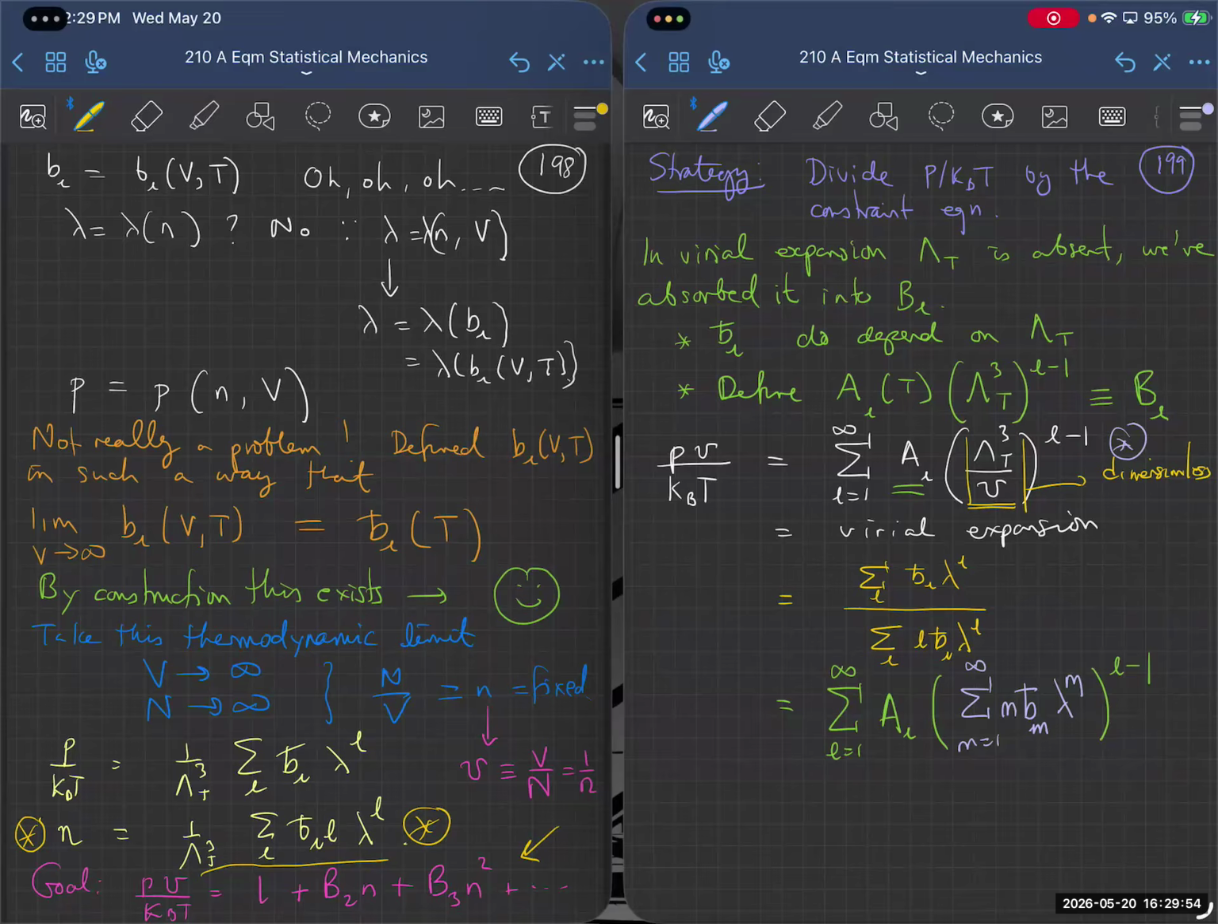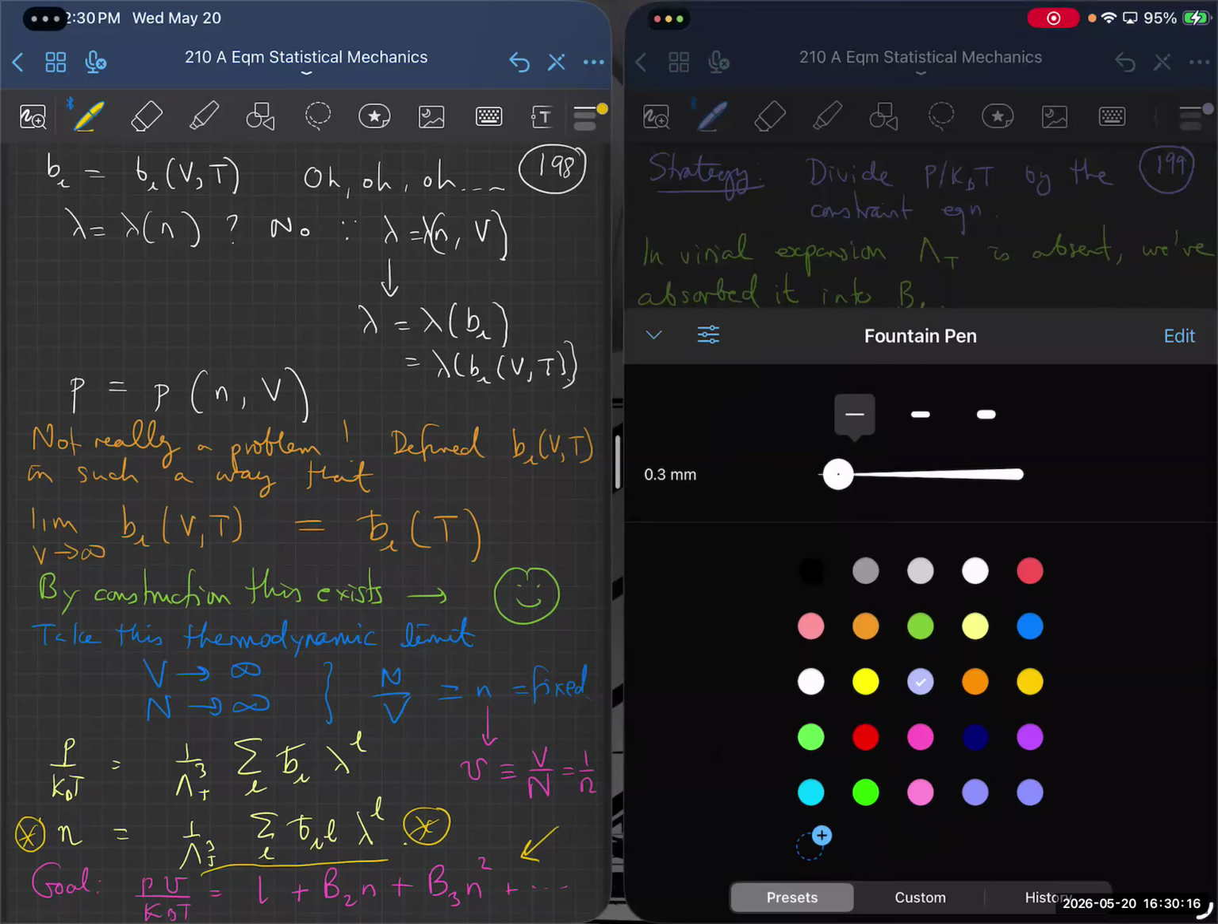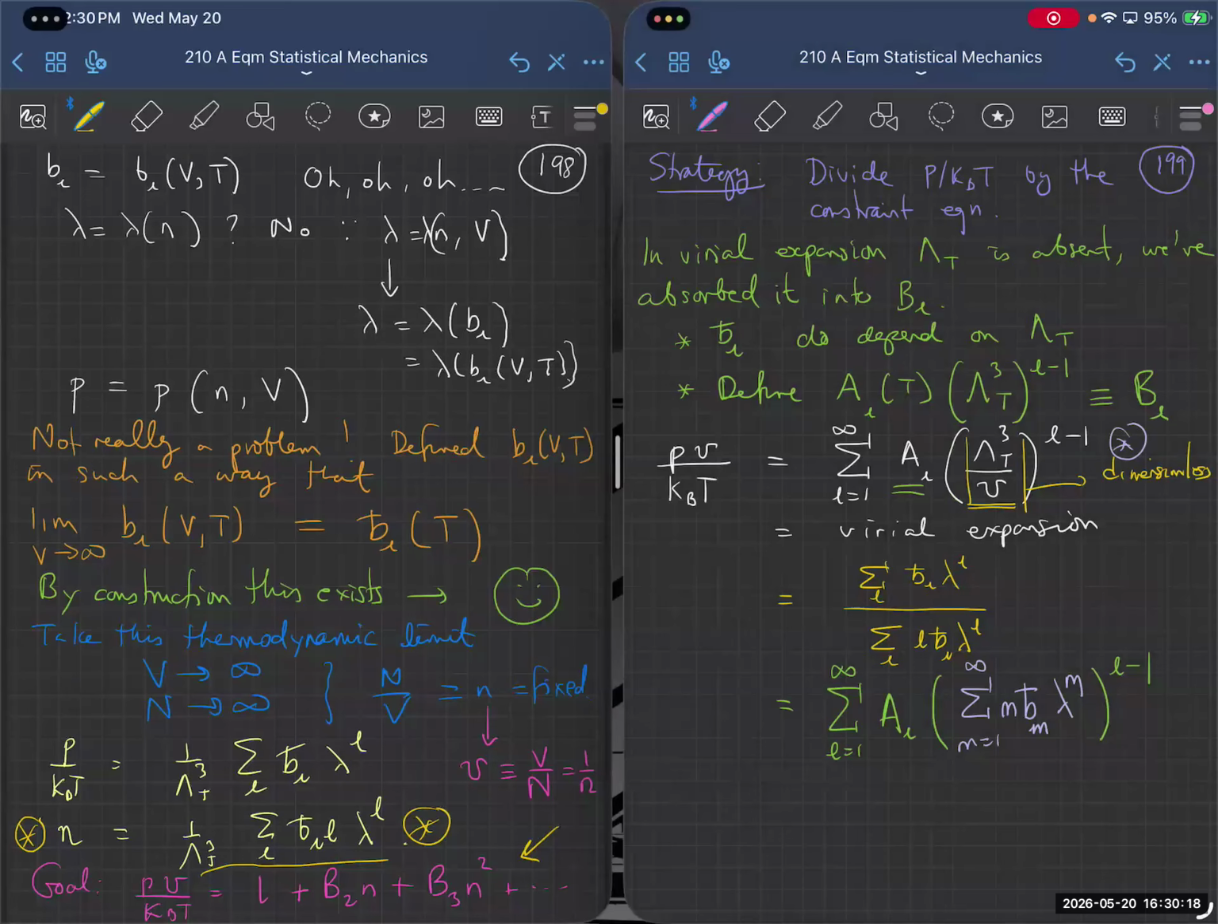Okay, and in this case, I actually made the dummy variable different so that you don't get confused. So it's a horrible mess, right? It's the ratio of two infinite series equals the sum of coefficients of another infinite series raised to a power. Awful, right? Okay, so what is the strategy? How do you solve this?